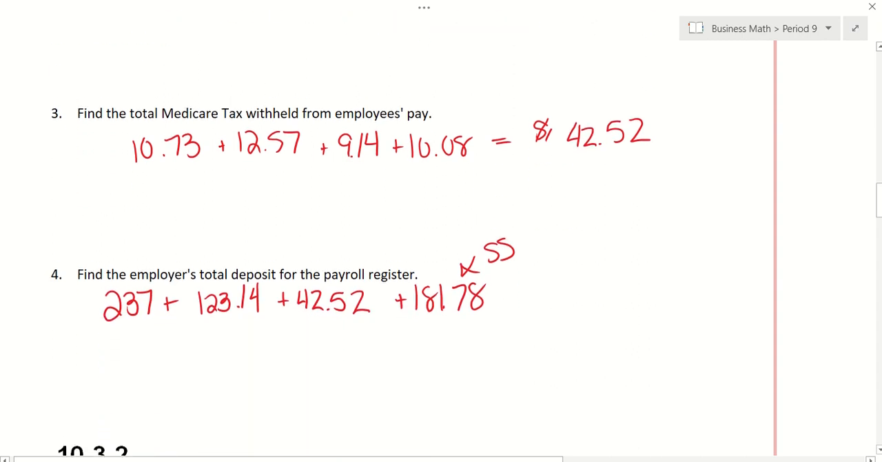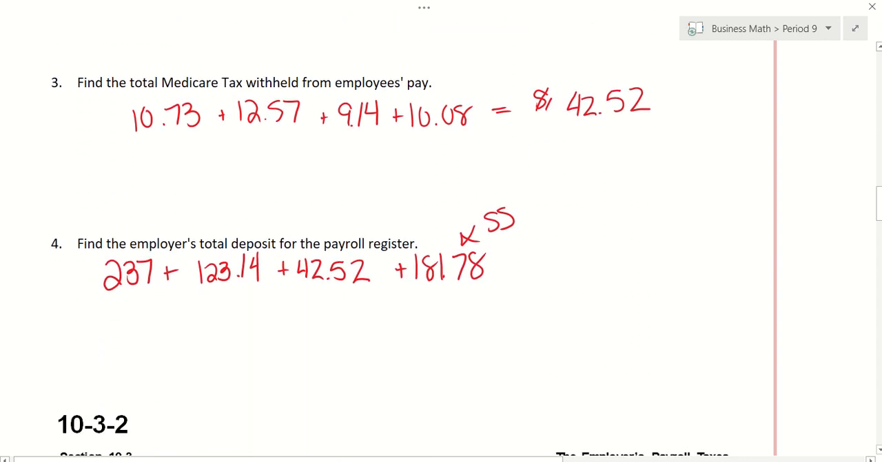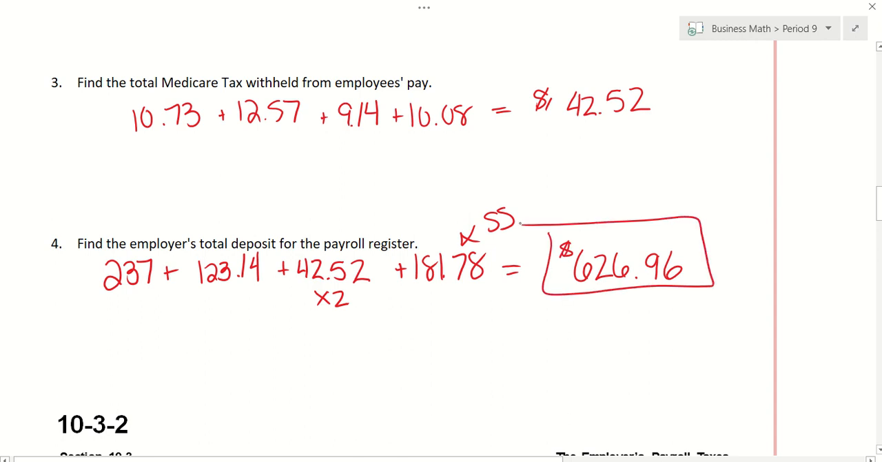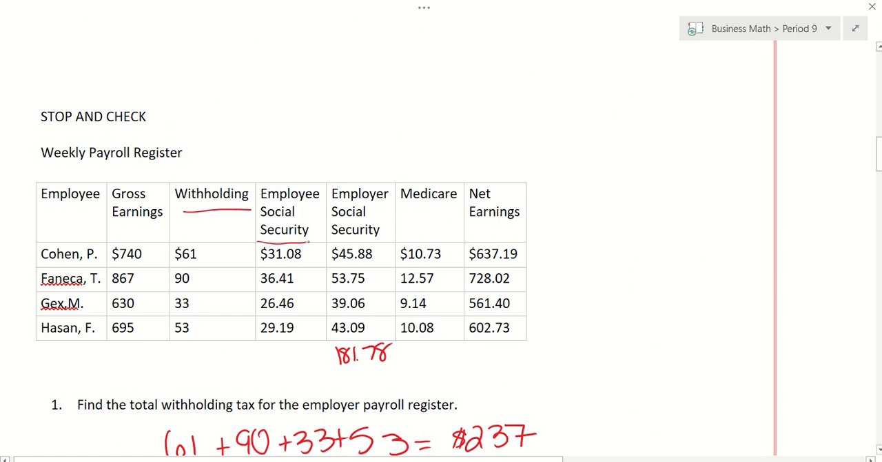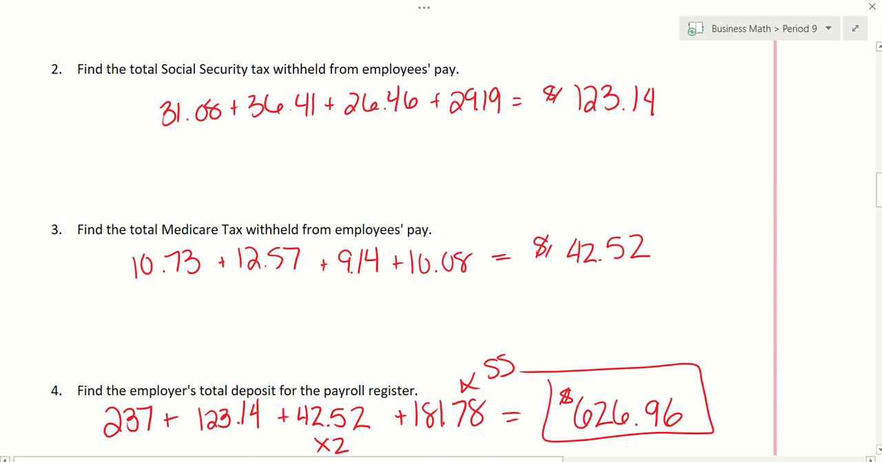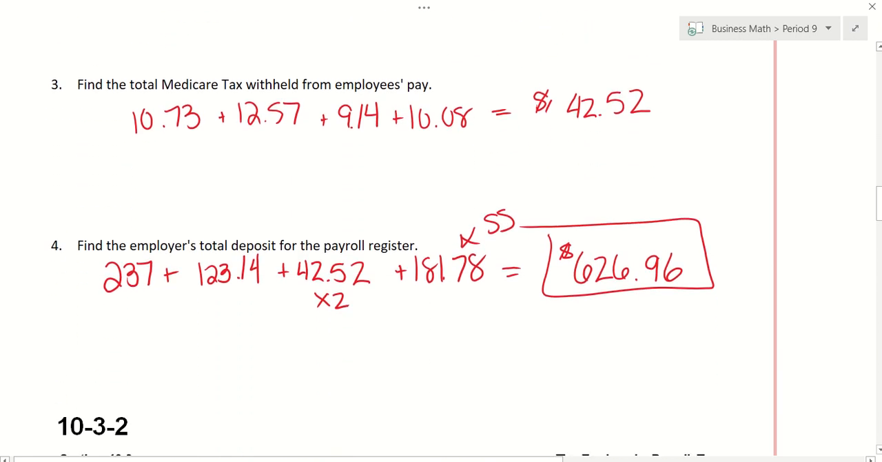So what is our total for all of this? You take your 237 plus your 123.14 plus your 42.52 plus your 181.78 plus another 42.52, because we haven't multiplied that by 2 yet. So remember, this is times 2 to get us our total deposit of $626.96. So that's pretty simple. You just have to remember how many you're adding up. Withholding, Social Security, employer Social Security, Medicare, times 2. Add those up, you will get your total deposit.